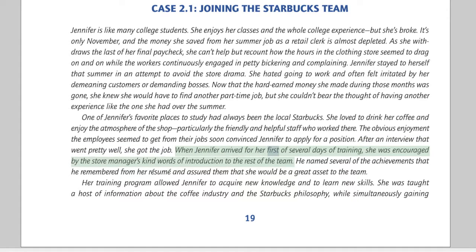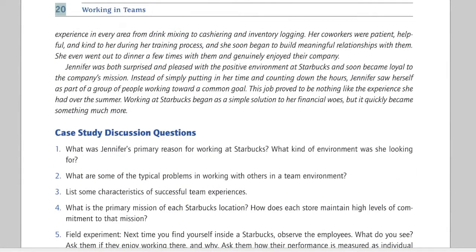When Jennifer arrived for her first of several days of training, she was encouraged by the store manager's kind words of introduction to the rest of the team. He named several of the achievements that he remembered from her resume, and assured them that she would be a great asset to the team. Her training program allowed Jennifer to acquire new knowledge, and to learn new skills. She was taught a host of information about the coffee industry, and the Starbucks philosophy, while simultaneously gaining experience in every area from drink mixing to cashiering and inventory logging.